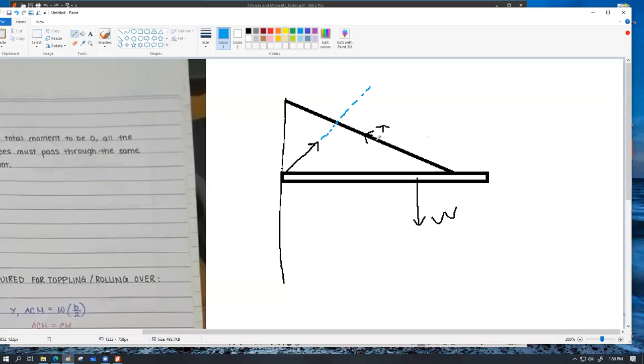This is the possible cross point of T and the reaction force. Let's say this is R. So does the weight go through here? If I draw the weight, it doesn't. Which means these three forces would not produce equilibrium.